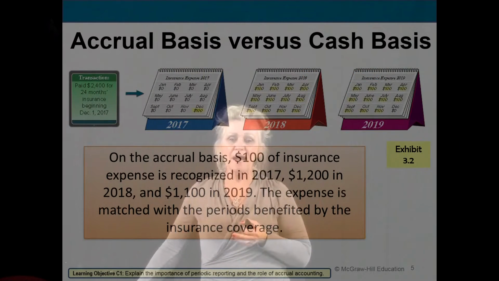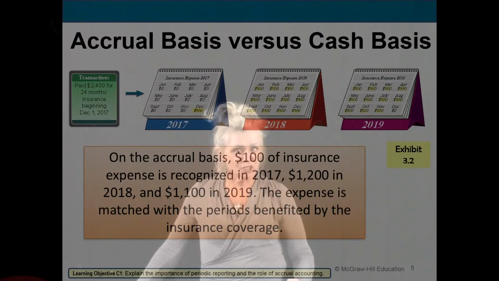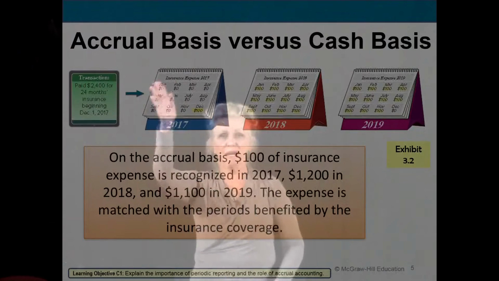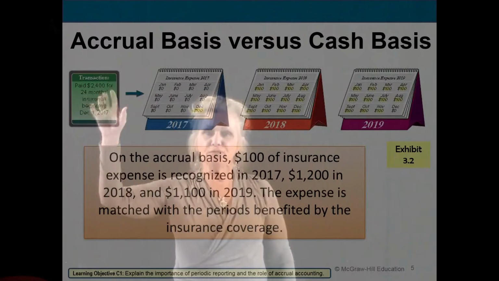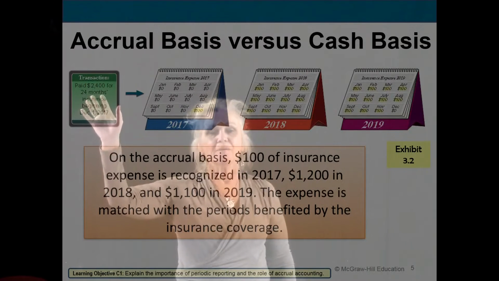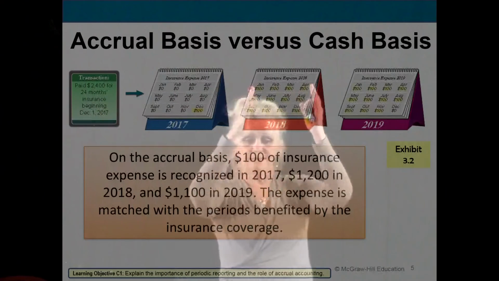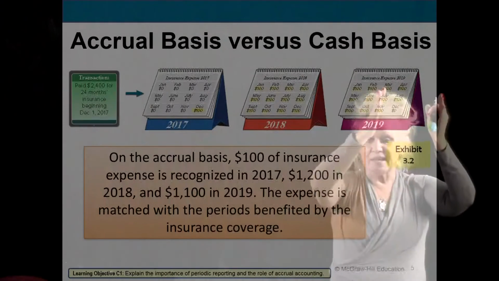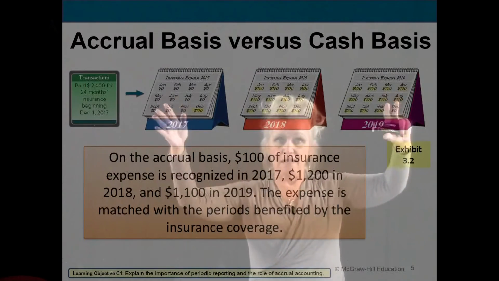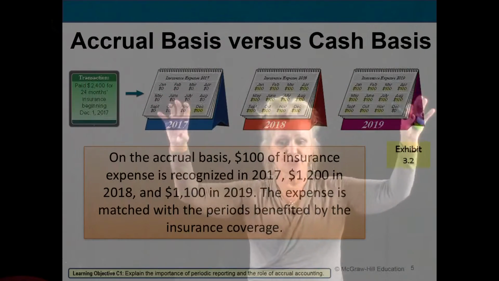So let's talk about accrual basis versus a cash basis, and let's give me a problem so that you can understand it. So on the accrual basis, $100 of insurance expense. What happened here is on December 1st, 2017, we paid for 24 months of insurance, but only 1 month of that is in 2017. 12 months are in 2018, and 11 months of that insurance are in 2019. So that insurance is spread out over actually 3 calendar years. So we have to figure out a way to show that as an expense in 3 calendar years.